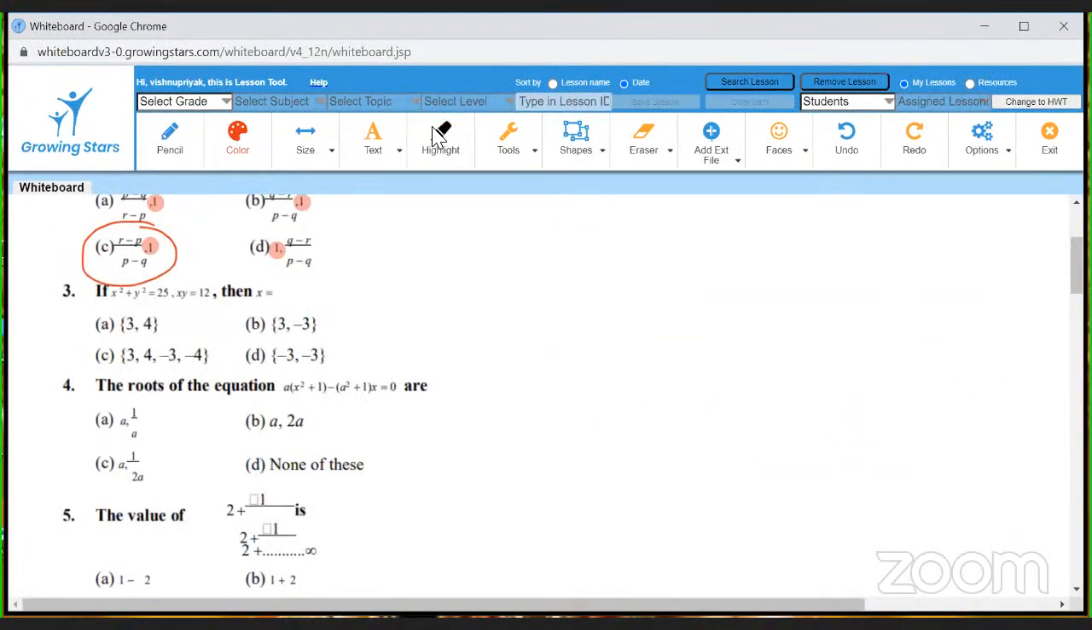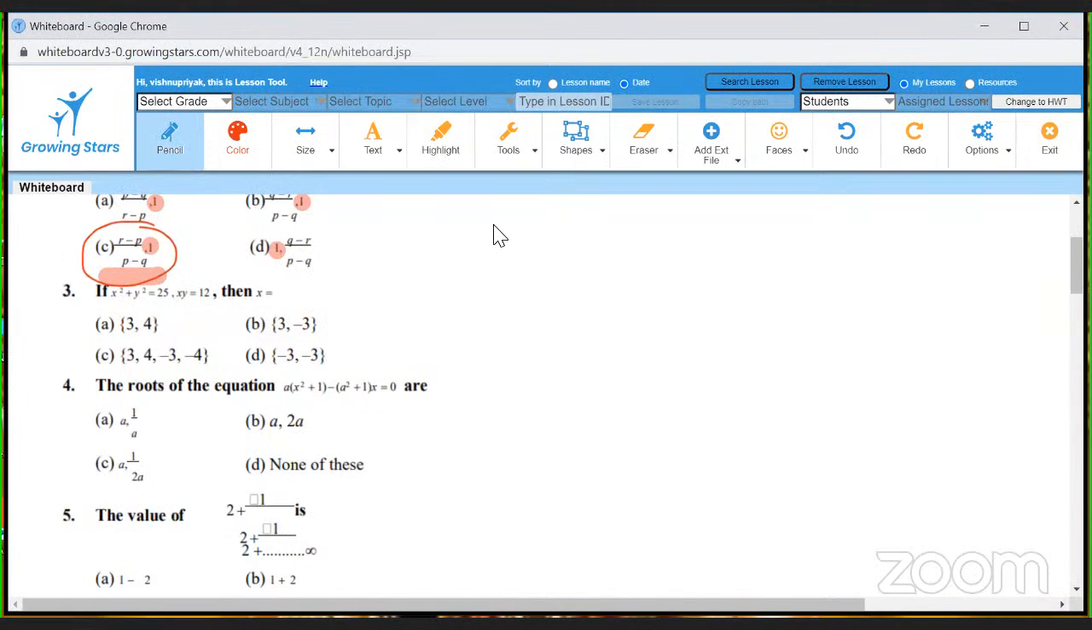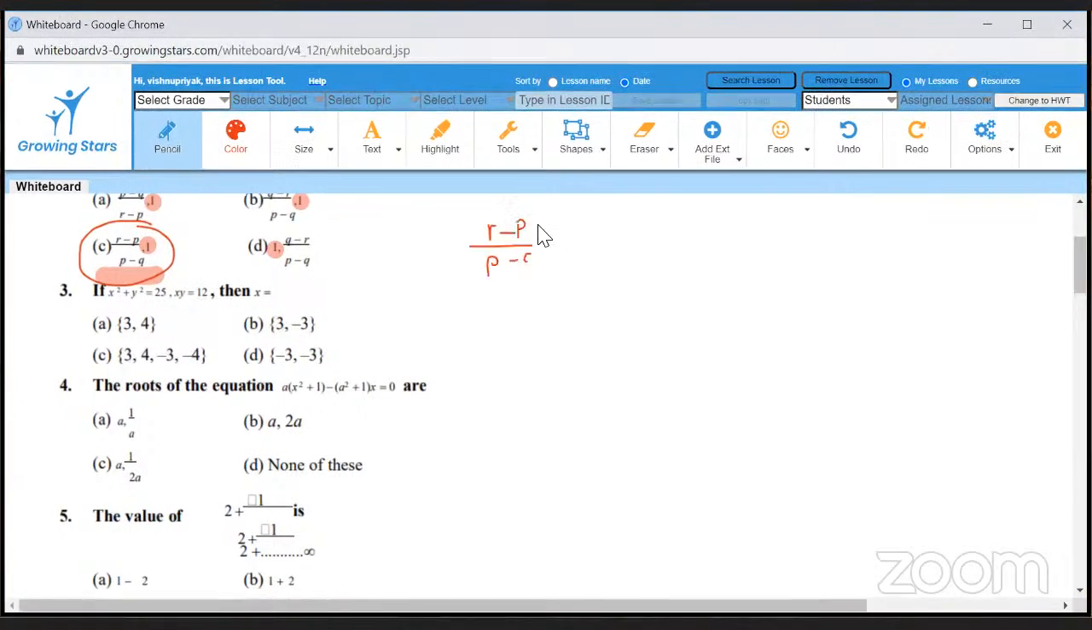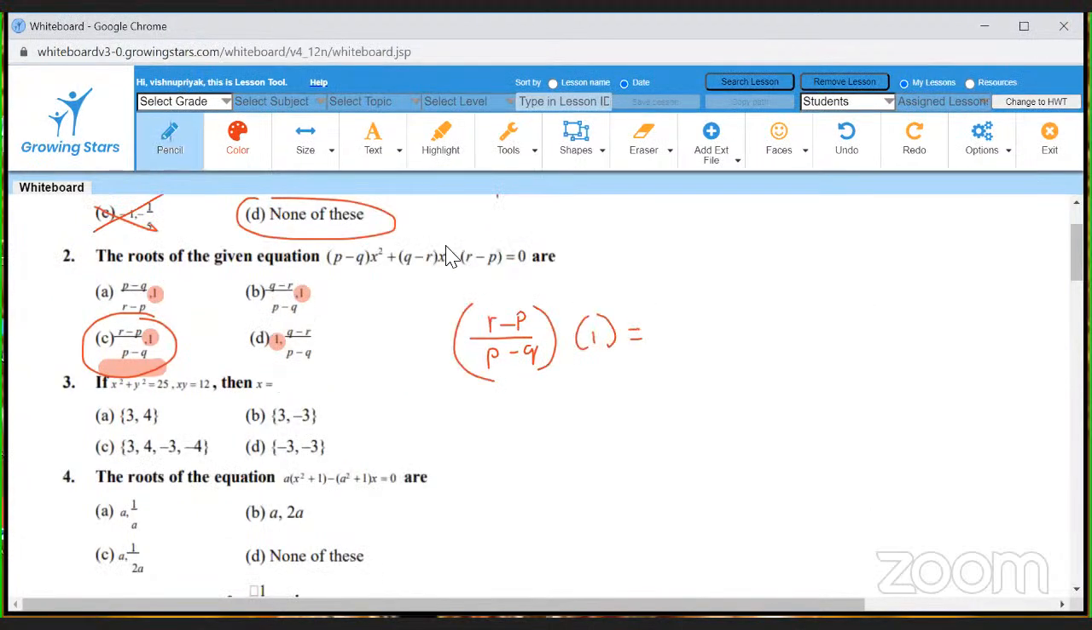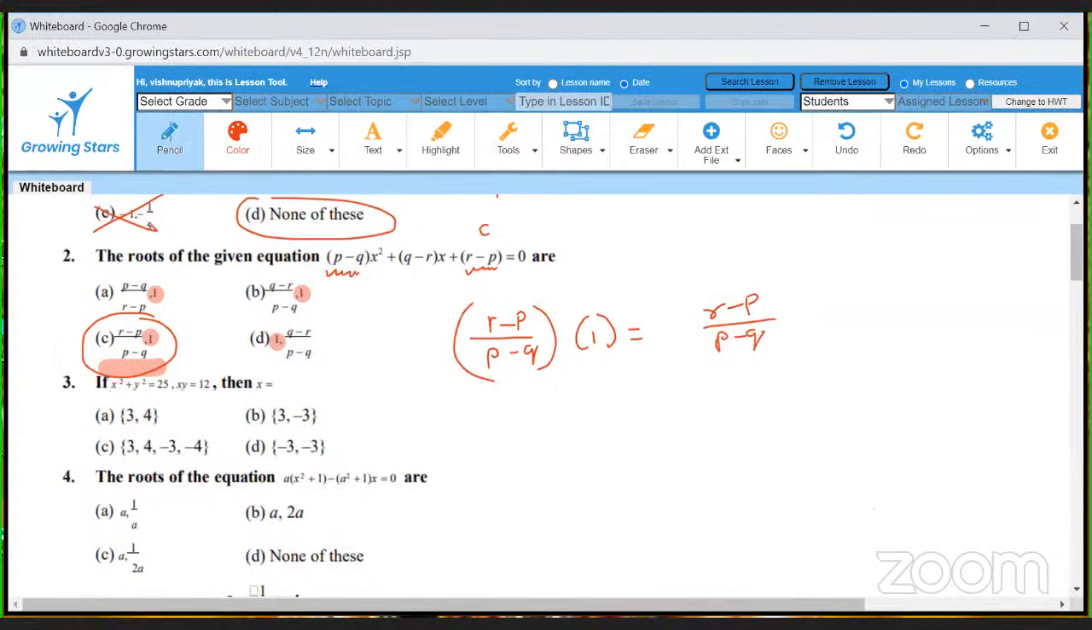If the two roots are given, we will find the product of the roots. R minus P by P minus Q, the product of the roots will be C by A. What is C in the equation? C is R minus P, A is P minus Q. So on both sides we are getting the same answer. That means answer C is correct. You can check the product of the roots and you must get C by A. That way also it can be done.